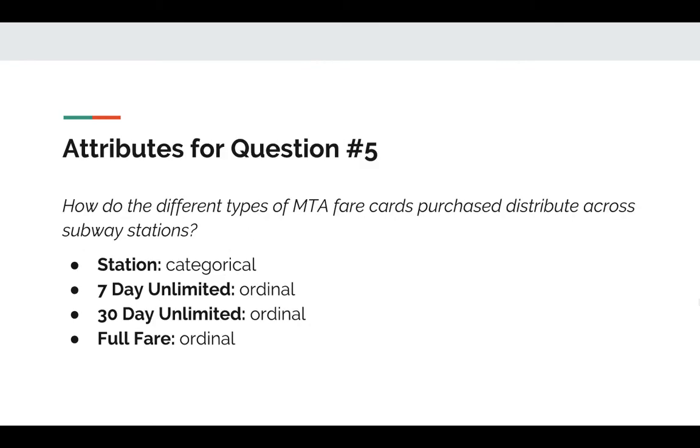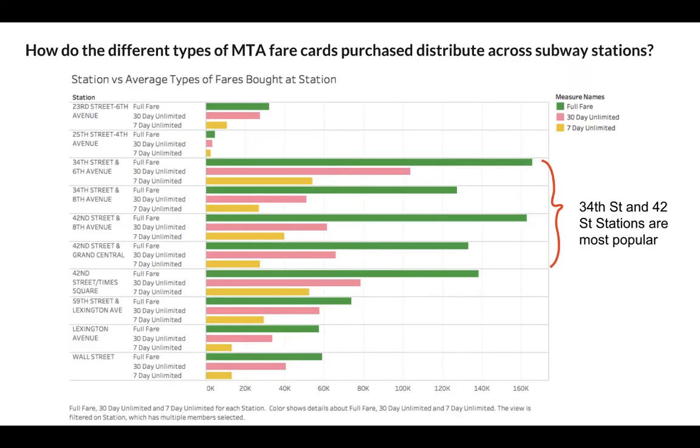Question number 5 is, how do the different types of MTA fare cards purchased at a station distribute across subway stations? The attributes we're using are station, categorical, 7-day unlimited, ordinal, 30-day unlimited, ordinal, and full fare, ordinal. By looking at this graph, we can see that the types of fare cards purchased and the number of cards purchased congregate around the 34th Street station and the 42nd Street stations.